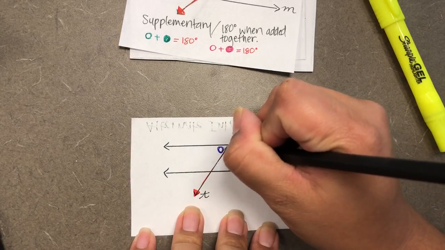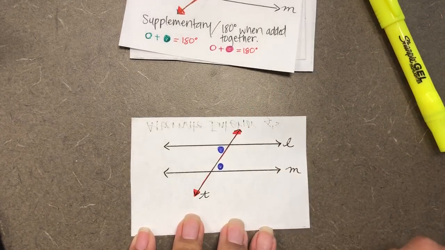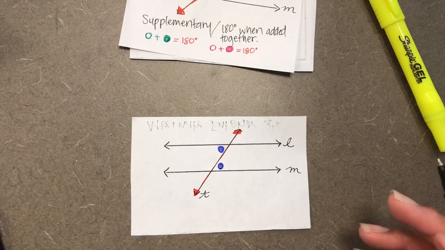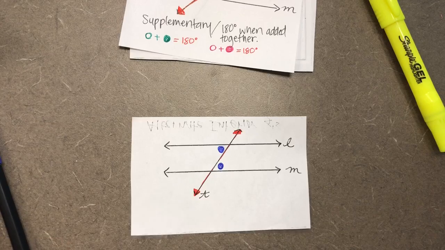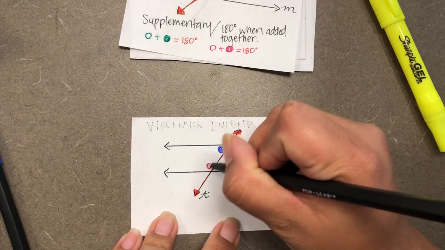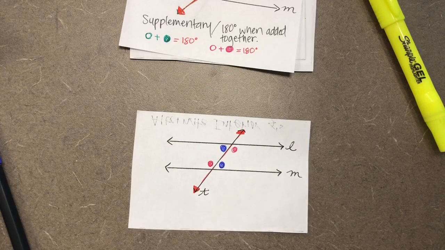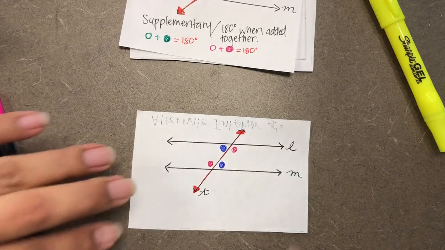Alternate interior angles, here we have, this is like a purpley blue, and the reason why they're both colored in is to show you that they're the exact same, okay? So alternate interior angles are congruent, and we have 2 sets. We have that one, and we have this one. Okay, so let's go ahead and write that alternate interior angles are congruent.